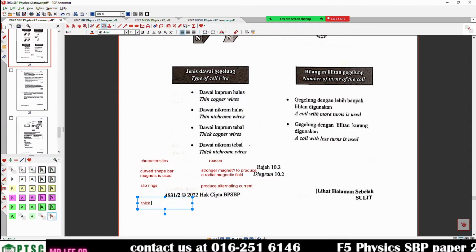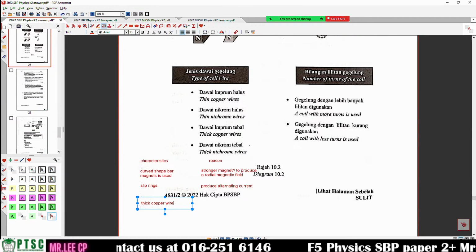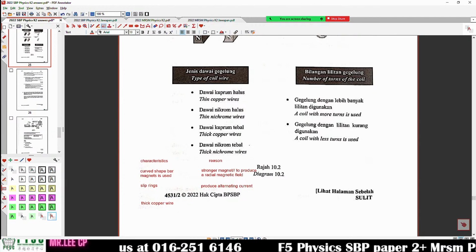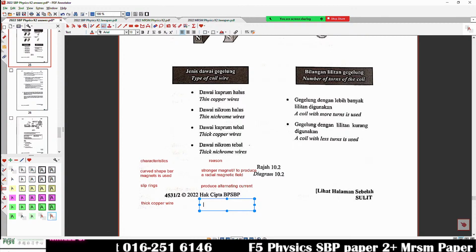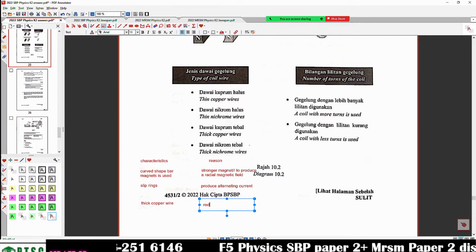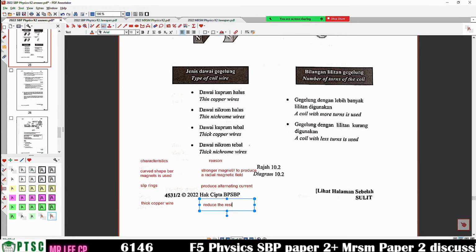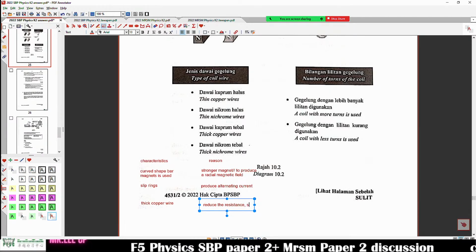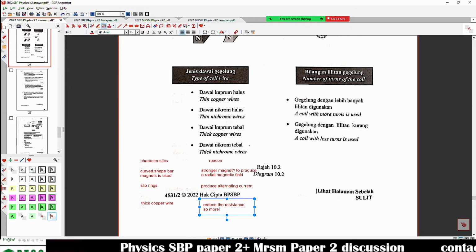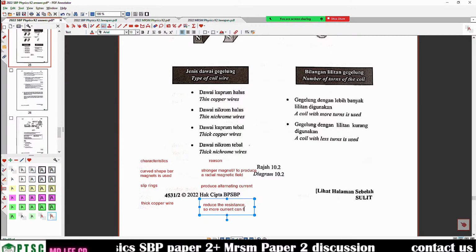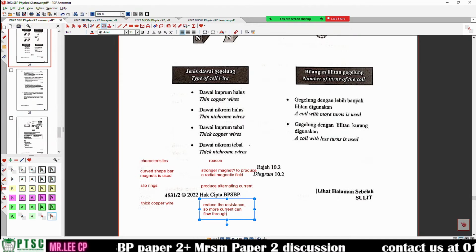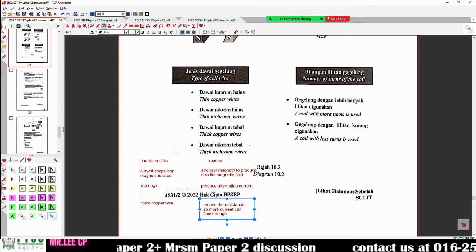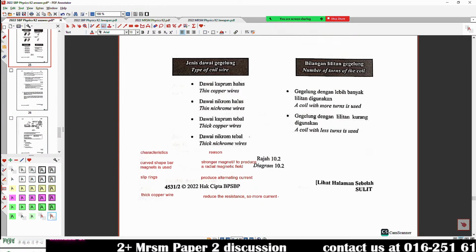Thick copper wire. Why thick copper wire? Because when you use a thick copper wire, it can reduce the resistance, so more current can flow through. You can let more current flow through, right? Less resistance, more current.